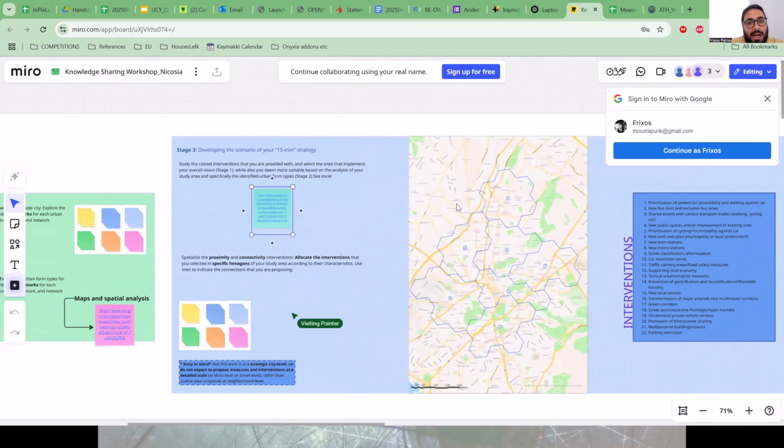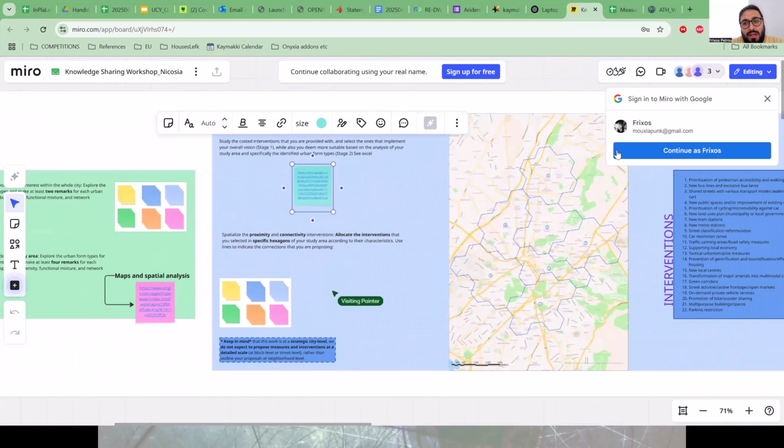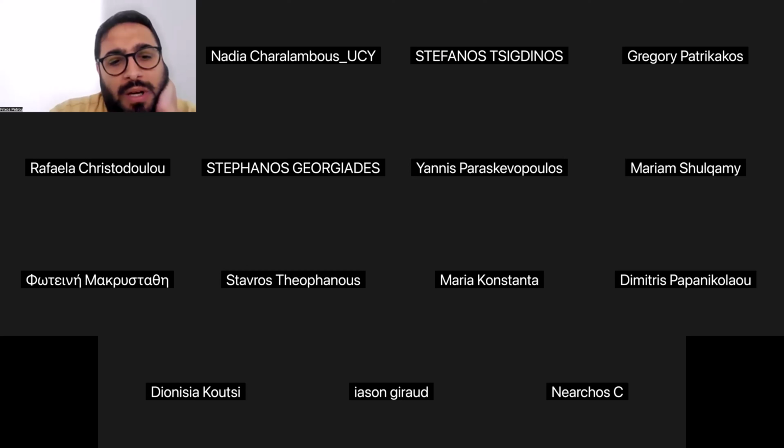So I'm proposing to have just a 5-minute break just to be able to divide you in teams. We will do it in breakout rooms. We will assign you ourselves, and in 5 minutes we can start working on the hands-on activity.